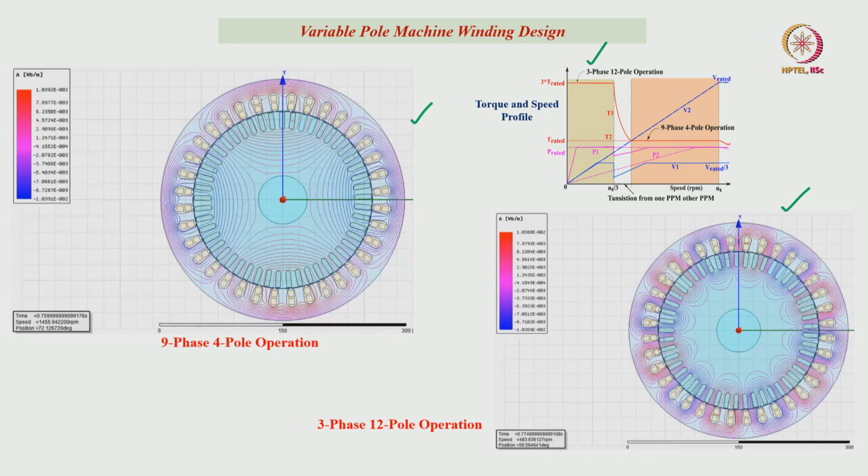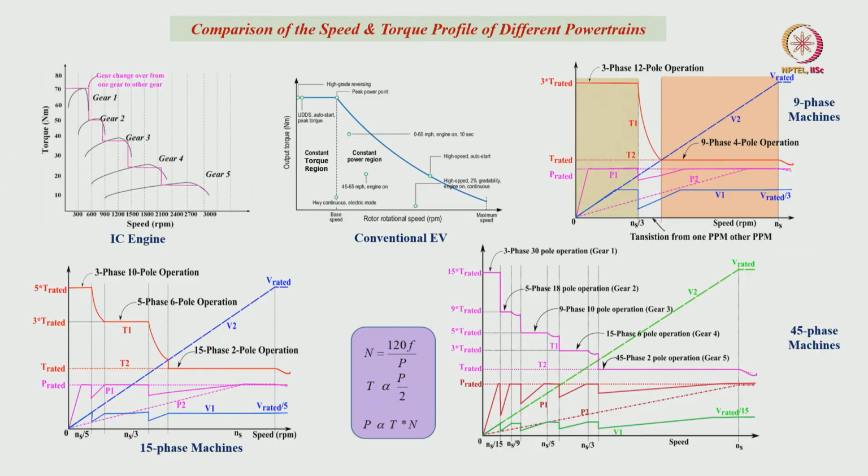We can see here 3 phase 12 pole mode for high torque and low speeds in this region, and in this region 9 phase 4 pole mode for high speeds and low torque operation, and these are the different torque speed characteristics with respect to the different machines.